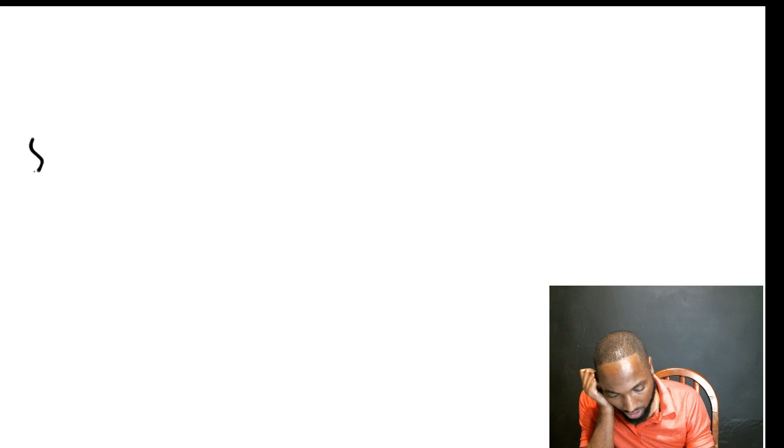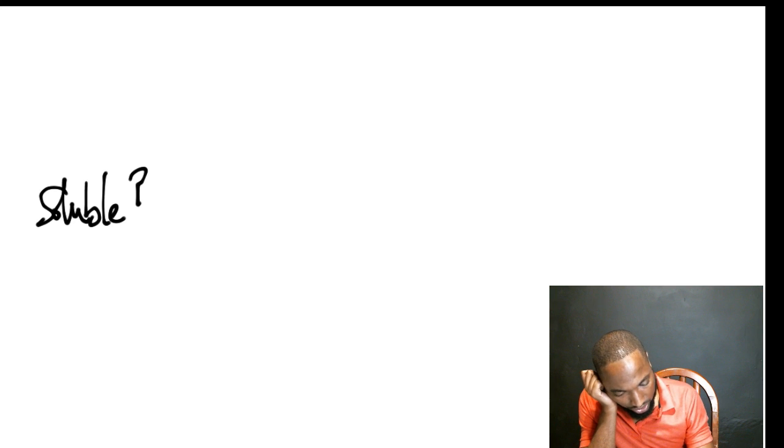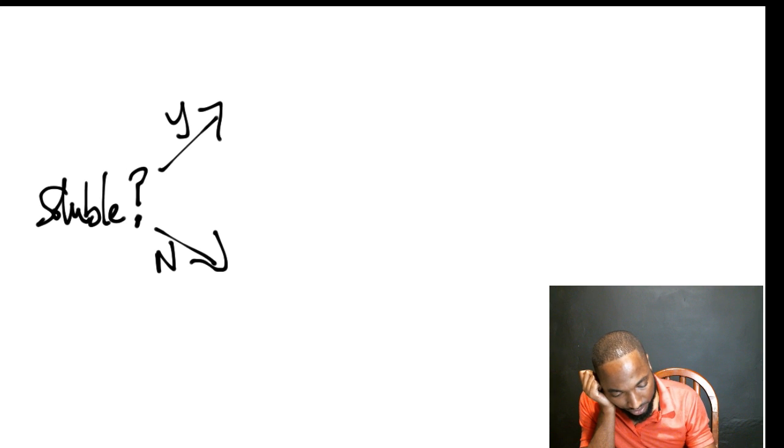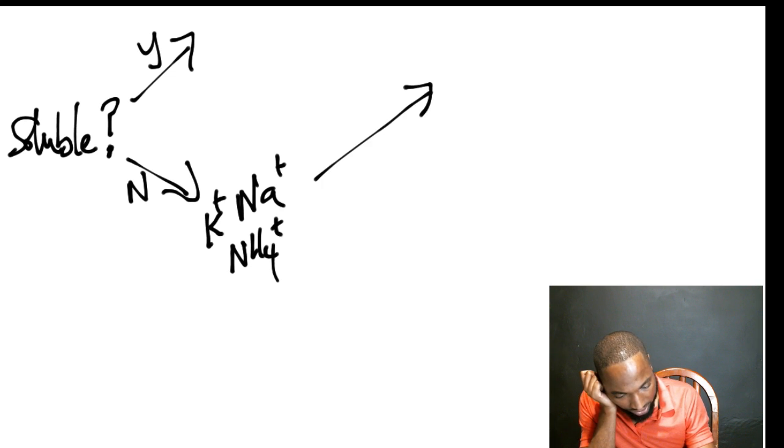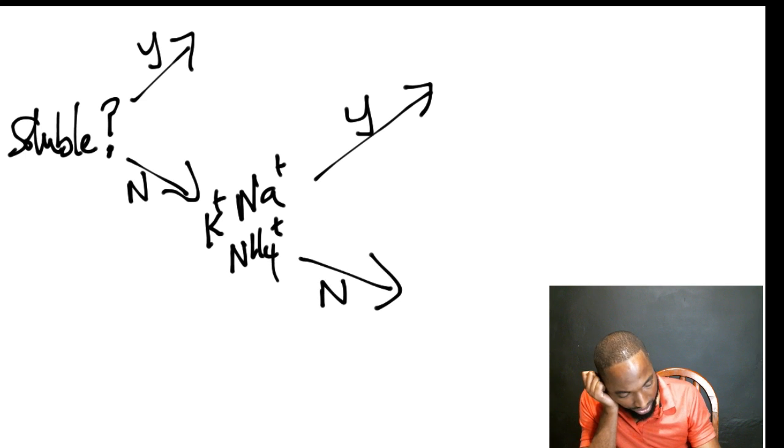So the first thing you need to ask is: is it soluble? Are you soluble? If yes, do something. If no, and the no is the lines that are going forward, are you potassium? Are you sodium? Are you ammonium? Are you a potassium salt? A sodium salt? An ammonium salt? If yes, do something. The no is the one going down. Then finally, is it anhydrous?